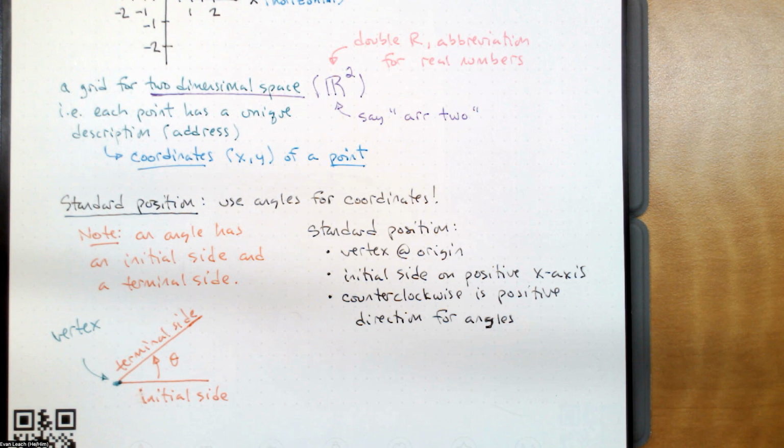So if it's going clockwise, does that mean you sometimes still get the positive? No, the initial side will still be on the positive x-axis, but if we're doing clockwise rotation, we would say negative degrees.